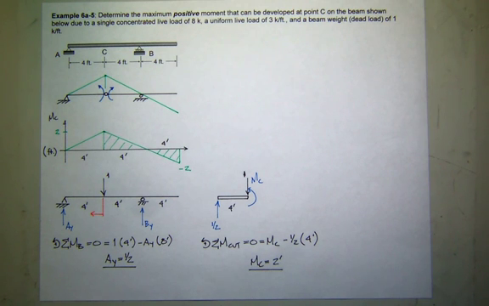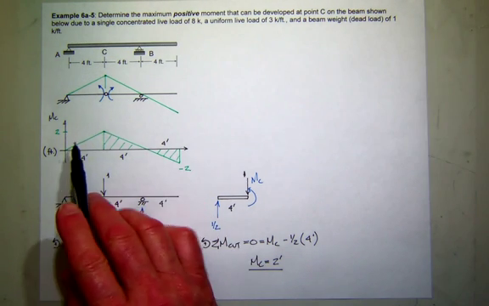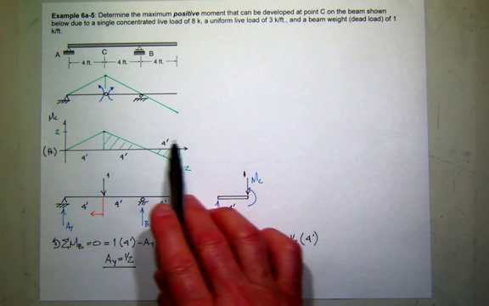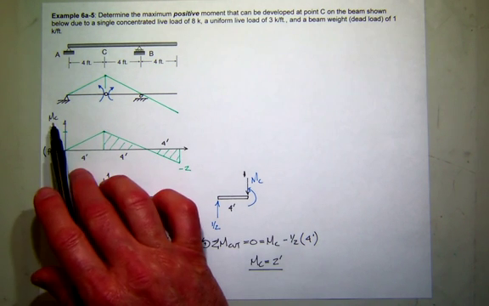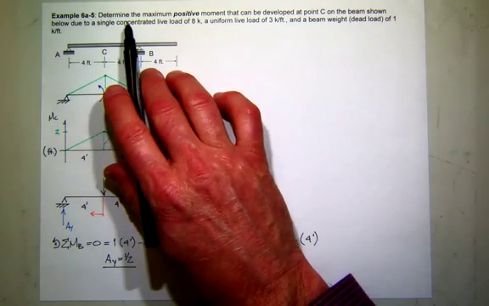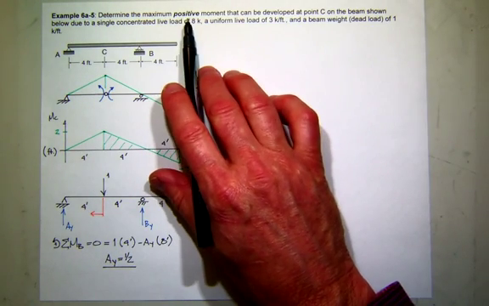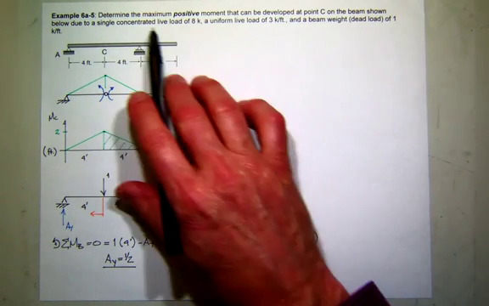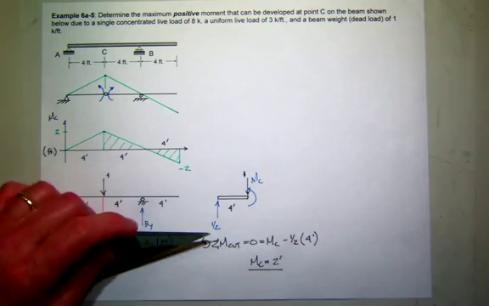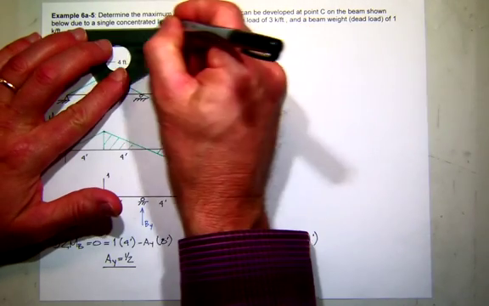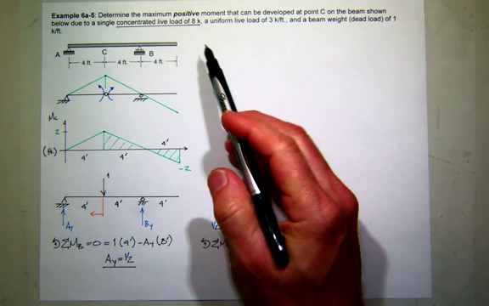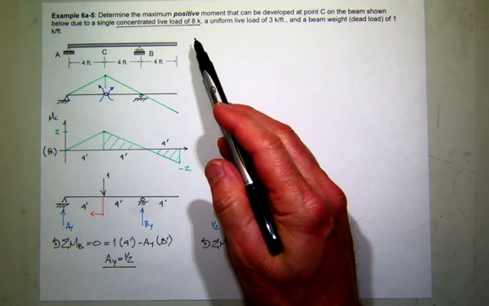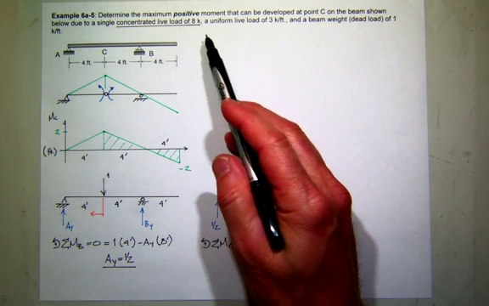Okay. So now that I have the influence line, this shows me how a moving concentrated load affects the moment at C. So the question is what's the maximum positive moment that can be developed by this set of loads? So let's first start with the concentrated live. So that is a concentrated force. Live means it moves around, of 8 kips.